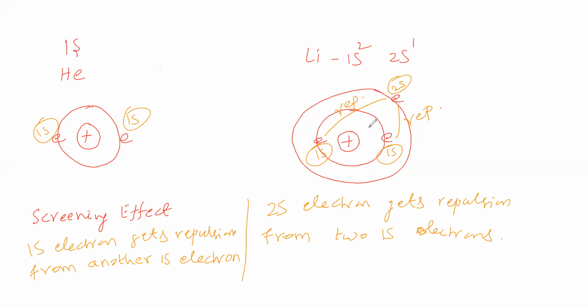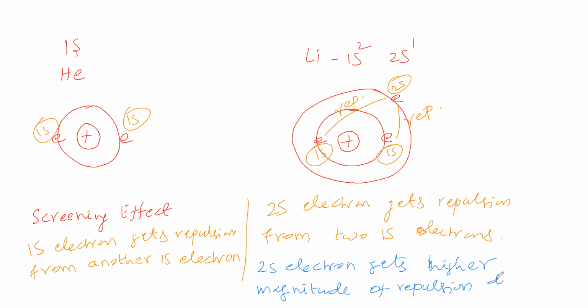Here in this case what happens? The 2s electron gets repulsion from two 1s electrons. Here the 1s electron gets repulsion from another 1s electron. So how will the repulsion magnitude be? The conclusive statement we can say is that the 2s electron gets a higher magnitude of repulsion due to 1s. But in this case the 1s electron gets a lesser magnitude of repulsion.